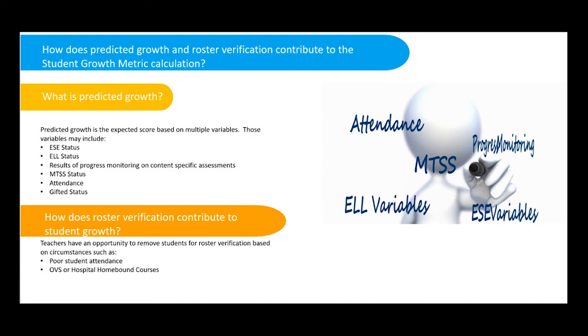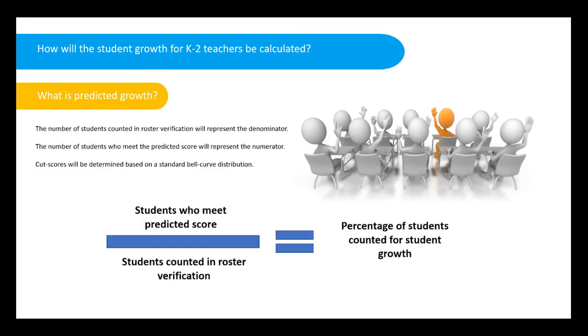Another piece that is considered is roster verification. Roster verification is an activity that teachers are requested to complete twice per year, once in the fall and again in the early spring. Teachers have an opportunity to remove students from their roster based on circumstances such as poor attendance and OVS or hospital homebound courses.